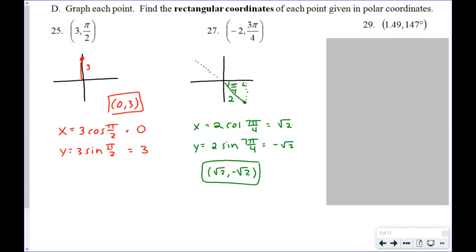I use the positive value of r and then the angle that I got after I graphed this. Right, I use 7 pi over 4. You could have stuck with the original pieces of information. You could have done -2 times the cosine of 3 pi over 4, and then -2 times the sine of 3 pi over 4, and you get the same answers. Right? Question?